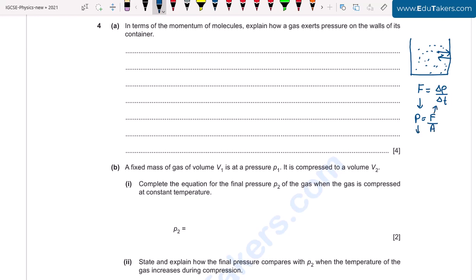It means that when the molecules collide, they change their direction and the momentum changes there. And this change in momentum is associated with the force. The molecule exerts force on the walls of the container, due to which there is also the pressure that is exerted by the gas molecules on the walls of the container. So I write here, molecules collide with wall of container.